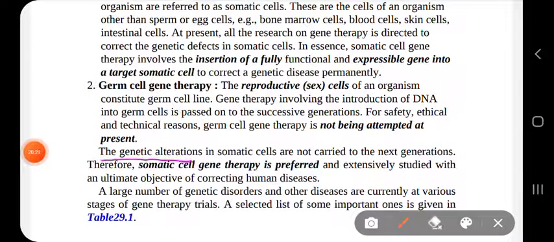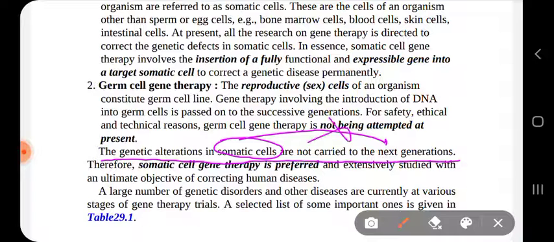The genetic alterations in the somatic cell are not carried to the next generation. If we are using somatic cells, it will not be carried to the next generation, right? Therefore, somatic cell gene therapy is preferred and extensively studied with the ultimate object to correct a human disease. Well, the disadvantage of somatic gene therapy is that it will not be passed to the next generation.